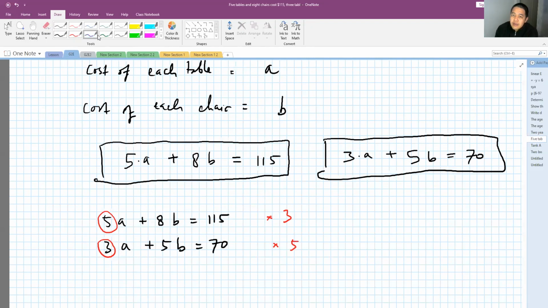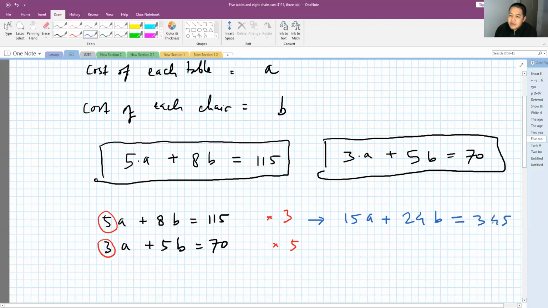So if I multiply the first equation by 3, let's multiply all of this by 3. So what we got here, 15A plus 8B times 3, that gives us 24B, and then equals, now what is 115 times 3? That is 345. Right, so there's the first equation. Now it becomes like this.